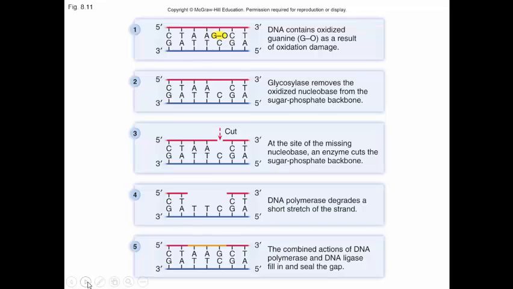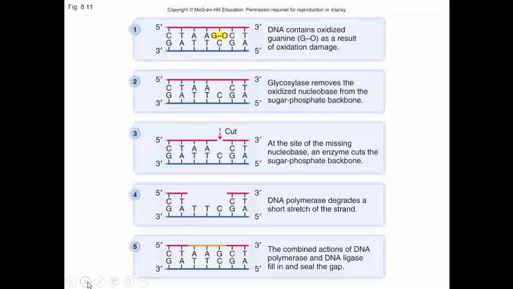So there is an enzyme, glycosylase, which removes the oxidized guanine. In this case, the oxidized guanine you see at number 1. It will pop it out, make a cut, and remove basically a small area of the strand. DNA polymerase repairs it, and then everything is working great. And of course, to seal up the gap, you got DNA ligase again.